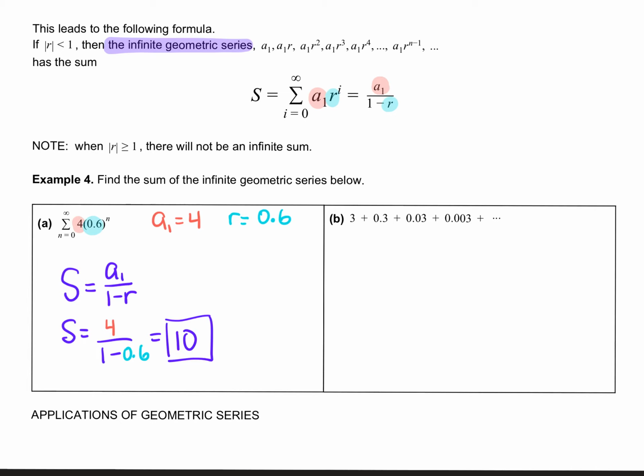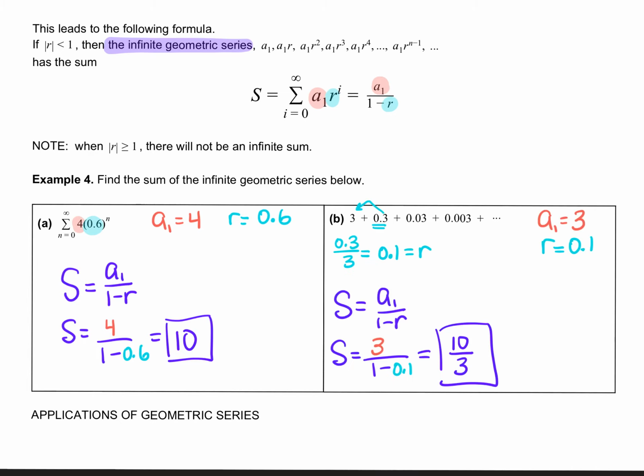See if you can figure out what r is, and then find your sum and come back and we'll check your answer. All right, so just to kind of give you an idea of what I did here, I started out by figuring out what r was going to be by taking any term and dividing by the term in front of it to get my r value of 0.1. I knew that my first term was 3, and that's everything I need to find my sum. Plug those two numbers in and use the calculator and you get 10/3.